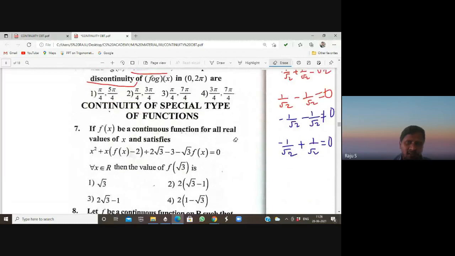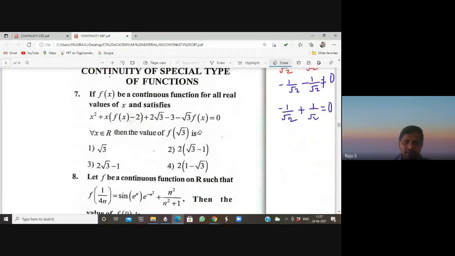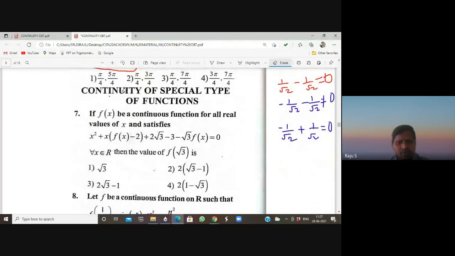Anyhow, once again I'll see that this is the only method, like substituting some values. For that it should not be equal to 0. Right, okay student, next.